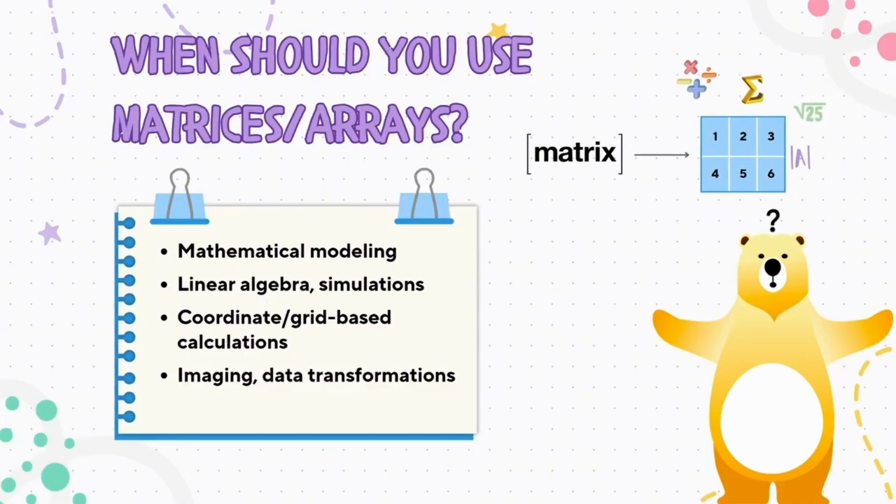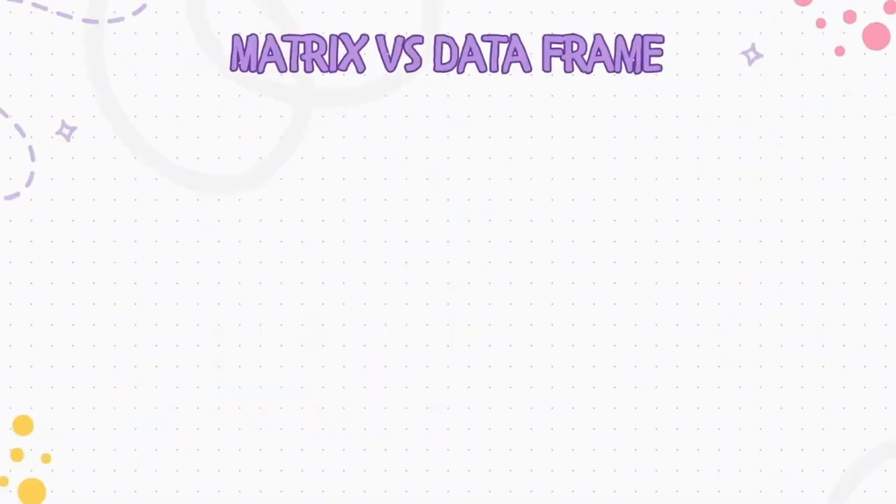But if your data is more like tables in Excel, with mixed data types and labeled rows and columns, then data frames, which we will be covering in the next episode, are usually the better choice. And speaking of data frames, one quick clarification before we move on. Let's take a moment to understand the difference between a matrix and a data frame, as this can be confusing at first. If you're new to R and don't know what data frames are, here is a quick explanation.